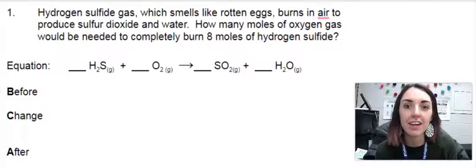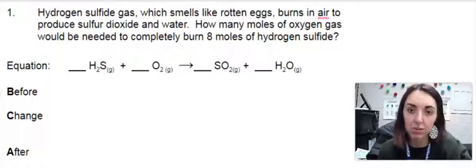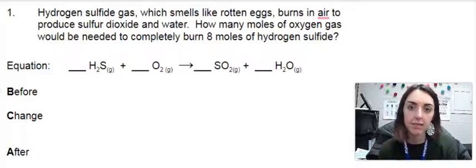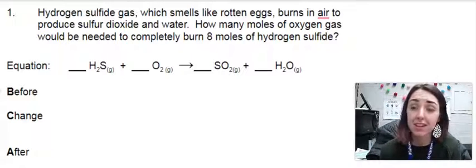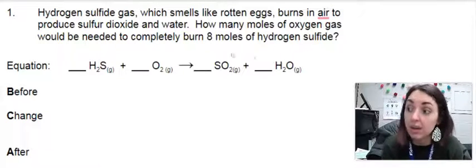Okay, so we're back today talking about 8.1, which is our basic BCA table stoichiometry. So let's look at this first problem. This is from your worksheet. And again, this is the most basic type of stoichiometry problem we're going to see. So the first thing we need to do is balance our equation. So take a second, make sure your equation is balanced.